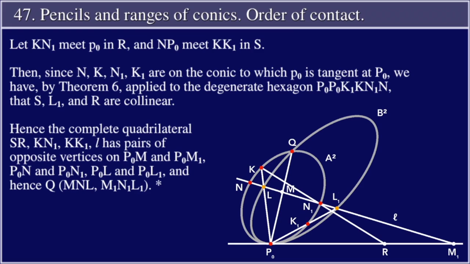Let KN1 meet p0 in R, and NP0 meet KK1 in S. Then, since N, K, N1, K1 are on the conic to which p0 is tangent at P0, we have, by Theorem 6, applied to the degenerate hexagon P0P0K1KN1N, that S, L1, and R are collinear. Hence, the complete quadrilateral SR, KN1, KK1, L has pairs of opposite vertices on P0M and P0M1, P0N and P0N1, P0L and P0L1. Hence, the quadrangular set Q of MNL, M1N1L1.